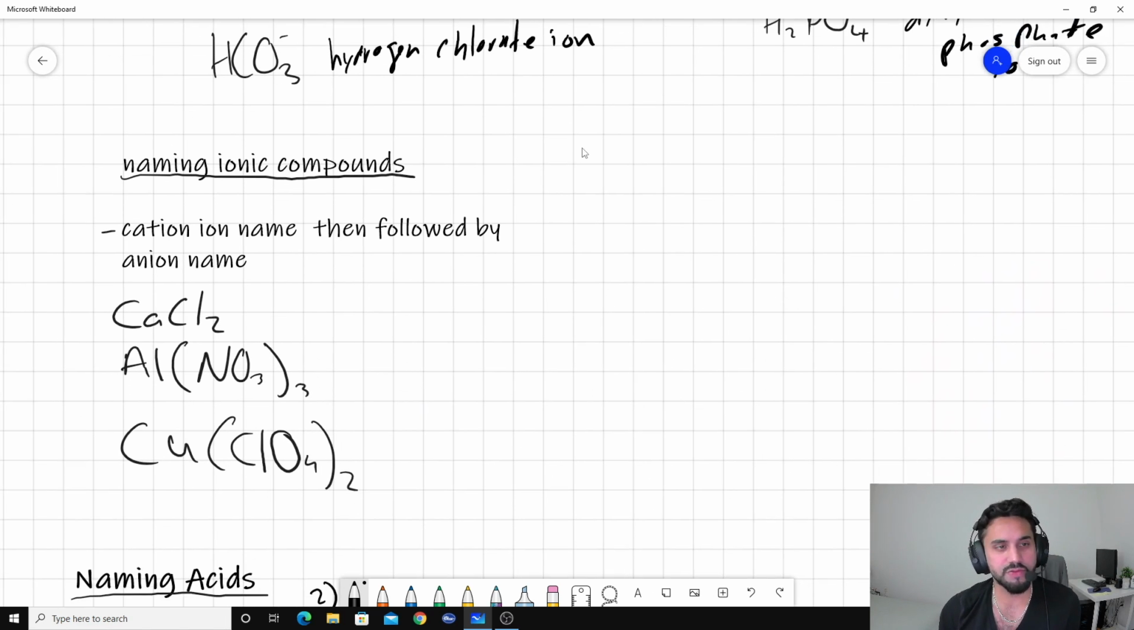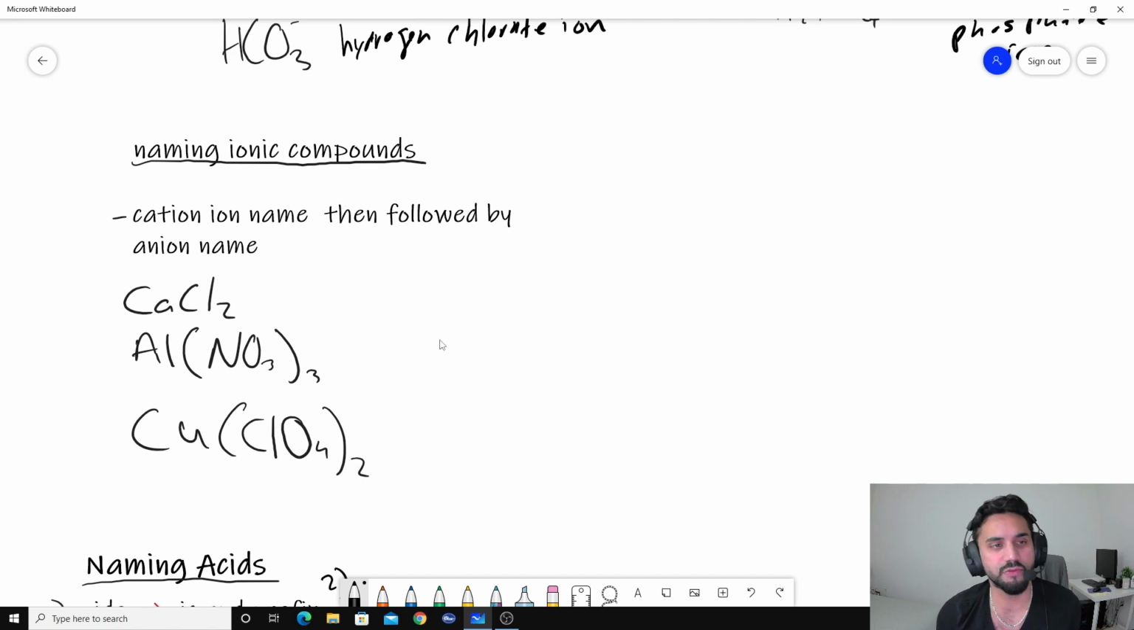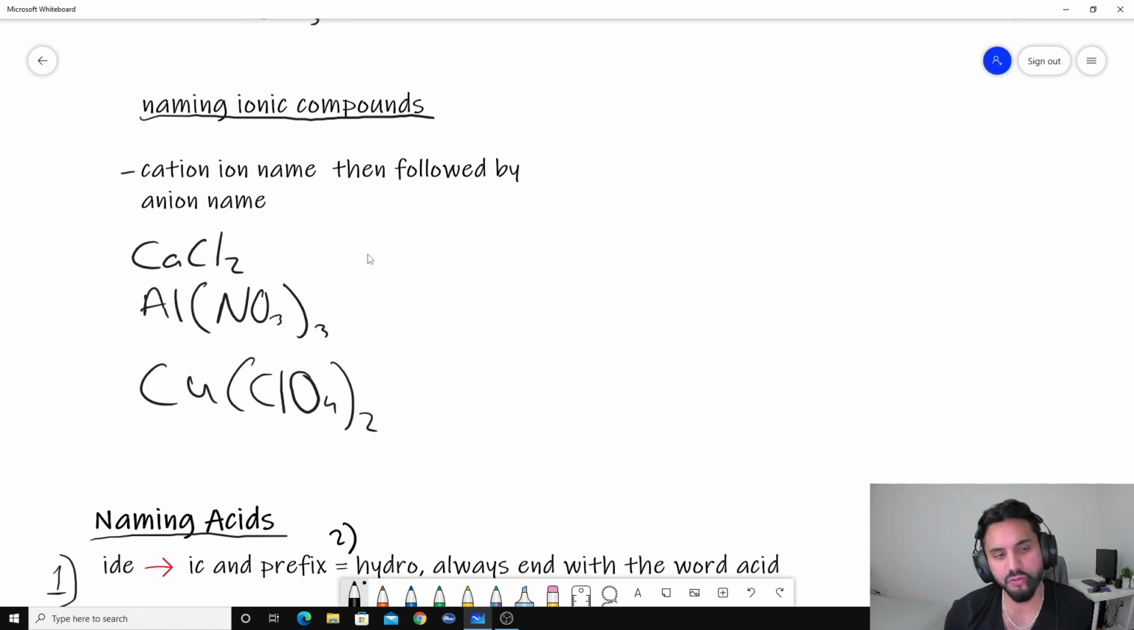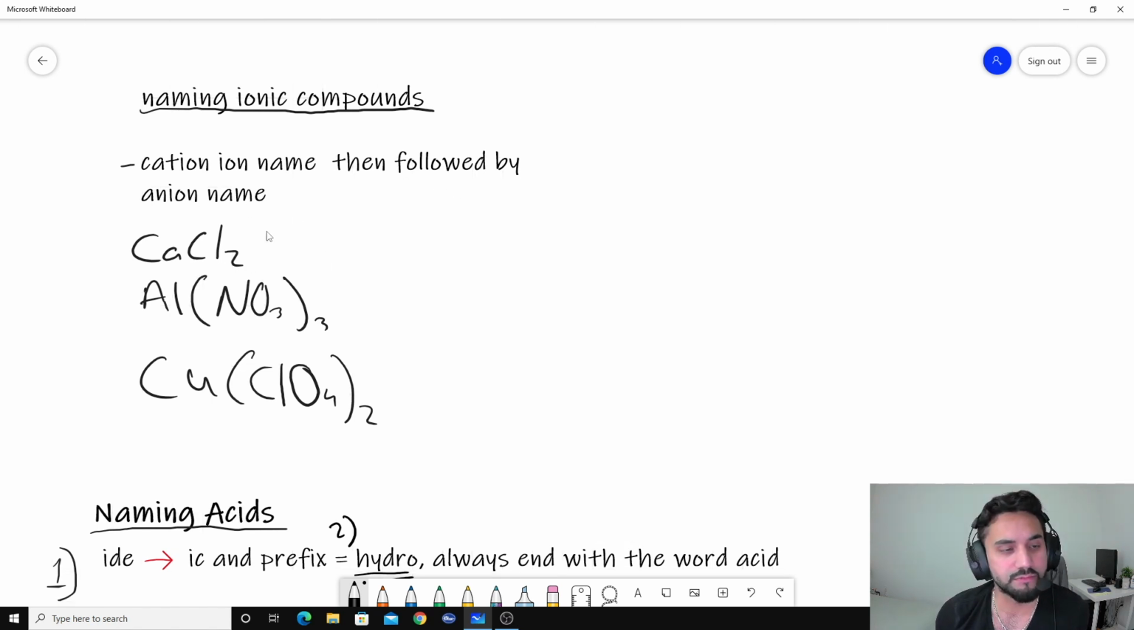All right, so now that we know this information, we can start naming ionic compounds. So whenever you want to name ionic compounds, you start naming the cation and then followed by the anion name. As you can see, this compound is made with calcium and chlorine. Remember that calcium is a transition metal, and we have to show its charge with Roman numerals. And chlorine, we know it's always -1 charge because it's in group 7A.